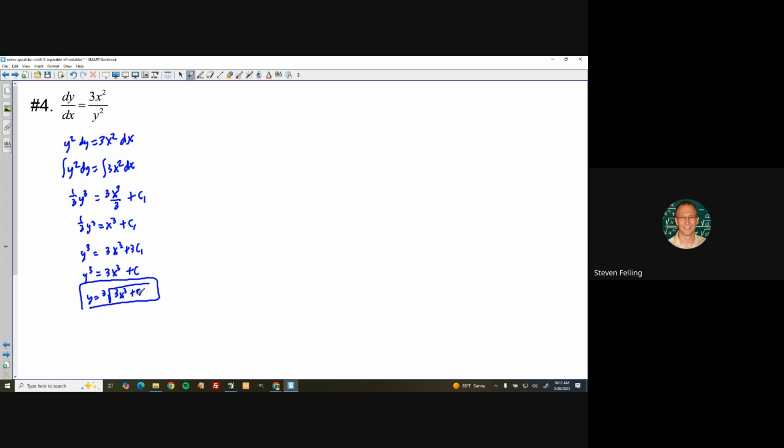Note that the c must be inside the cube root because you have to include it in the procedure that you're using. So when is the appropriate time to add the plus c? Right when you finish the last step of differentiation. You take the antiderivative, that's when you add the c, and then it stays in that location for the rest of the problem.